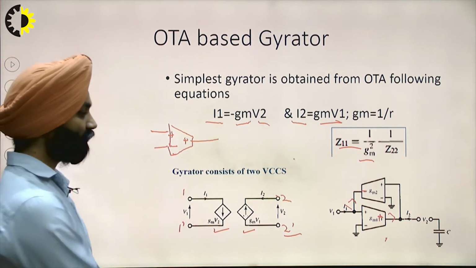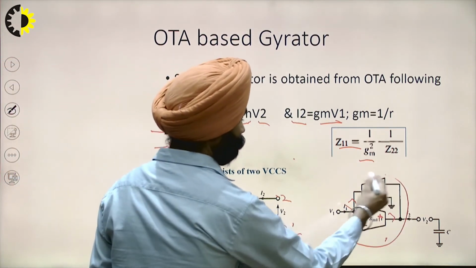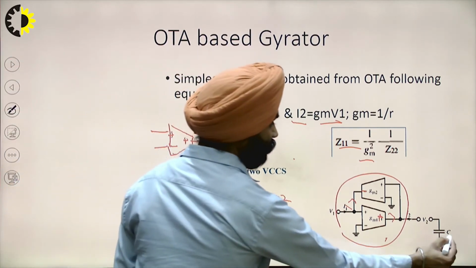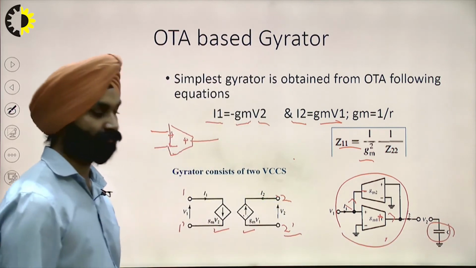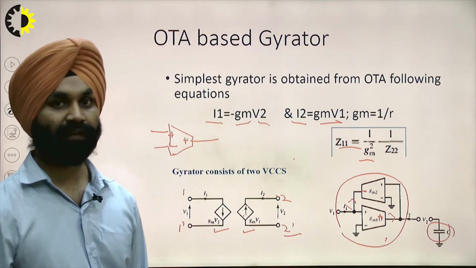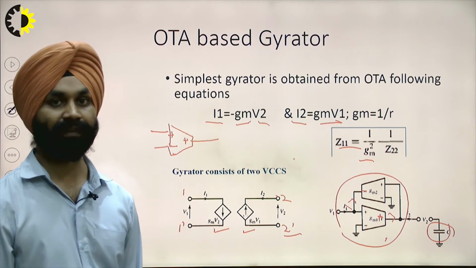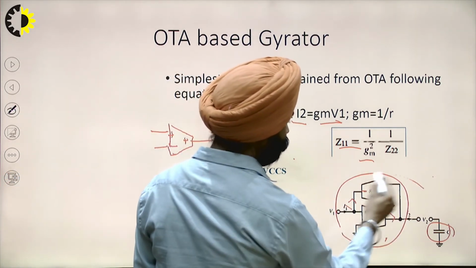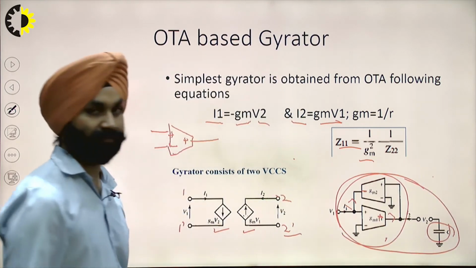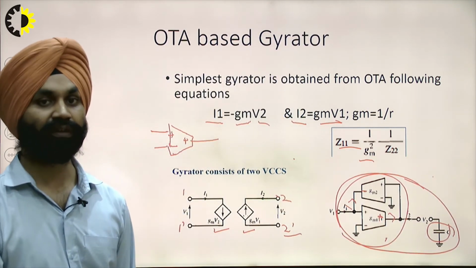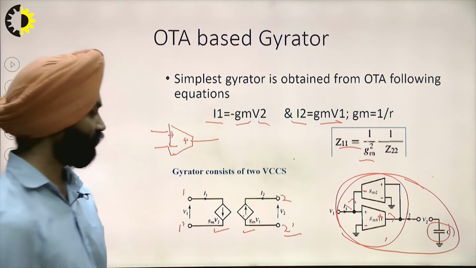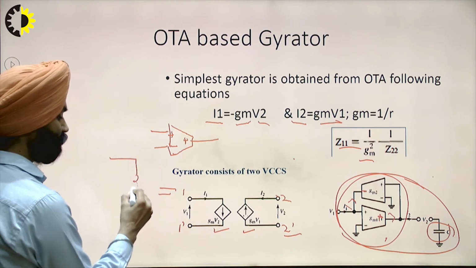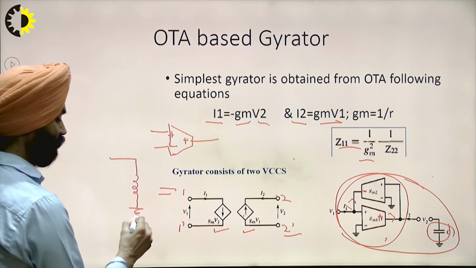So this is the way we are creating a transconductor gyrator, and if we connect a capacitor as the load over here, it will act as an inductor. So this whole circuit will act as an inductor. So we have created an inductor which is grounded. So I can replace these circuits with an inductor which is grounded.